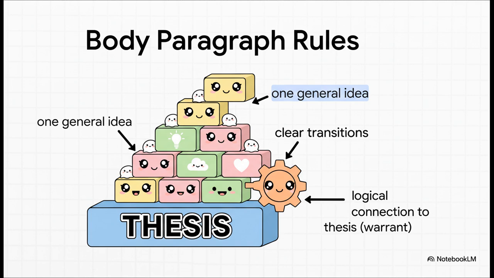First, stick to one main idea per paragraph. It keeps things clean and easy to follow. Second, every paragraph has to have a logical connection back to your thesis. And third, this is a big one, you need to provide the warrant. That's the part where you explain how and why your evidence proves your point. You can't just drop a fact and walk away. You have to connect the dots for your reader.